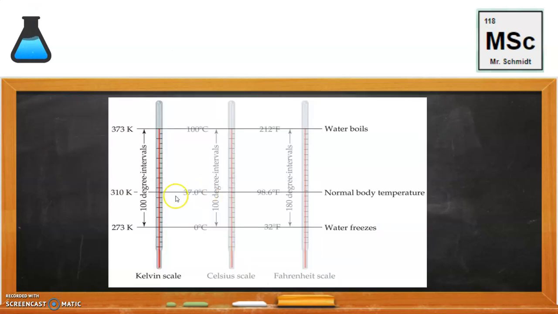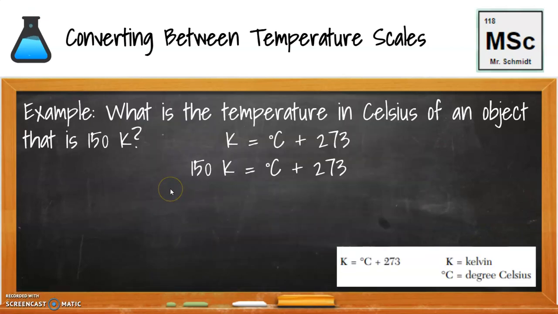So again, there's our Kelvin temperature scale, and you can see some of those highlighted points there with the freezing and the boiling point. To convert between these temperature scales, it's very simple. The example here: what's the temperature in Celsius of an object that's 150 degrees Kelvin? Our formula for solving this is Kelvin is equal to our Celsius temperature plus 273. We're just going to plug in what we know from our problem, which is 150 Kelvin, is equal to degrees Celsius plus 273. Now we just solve for Celsius.